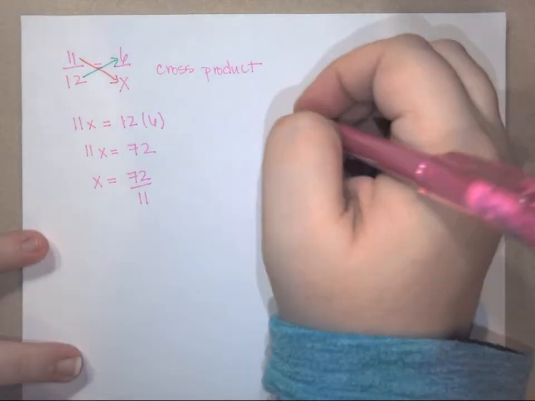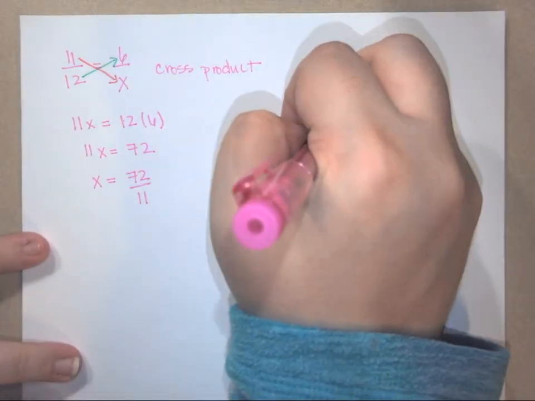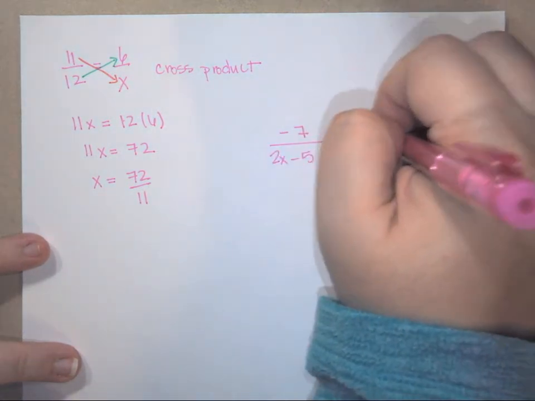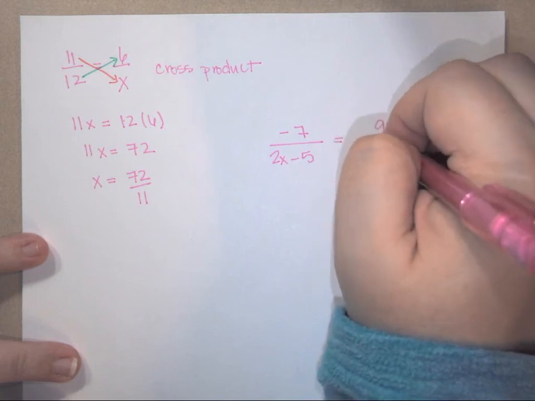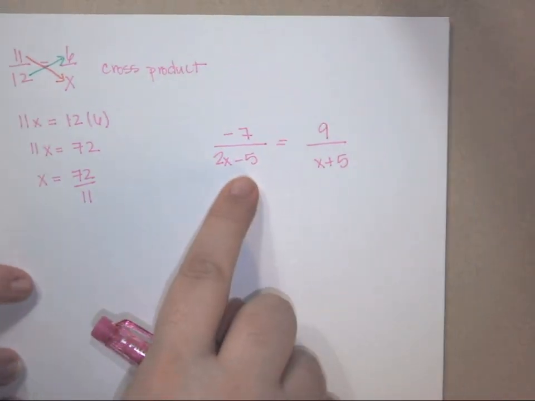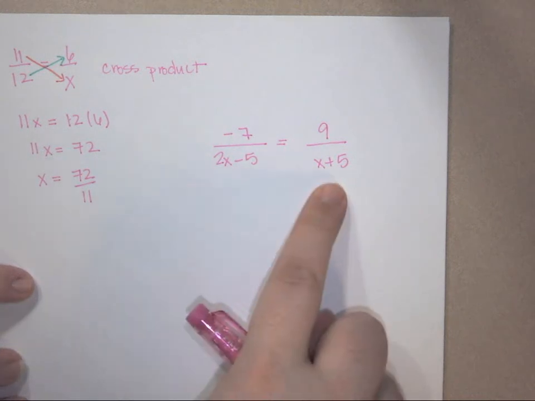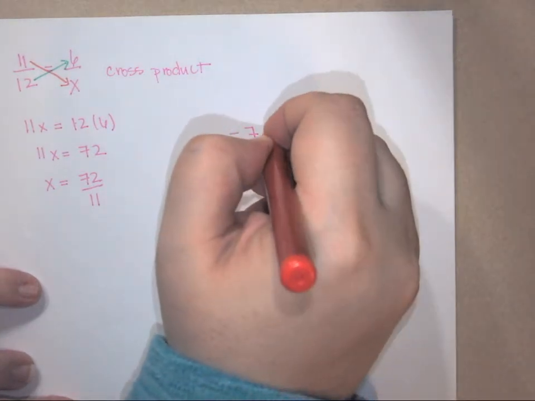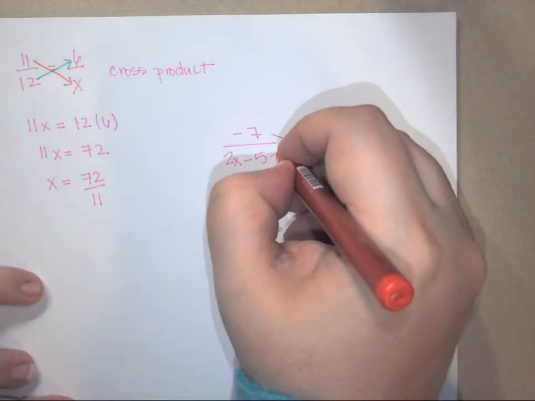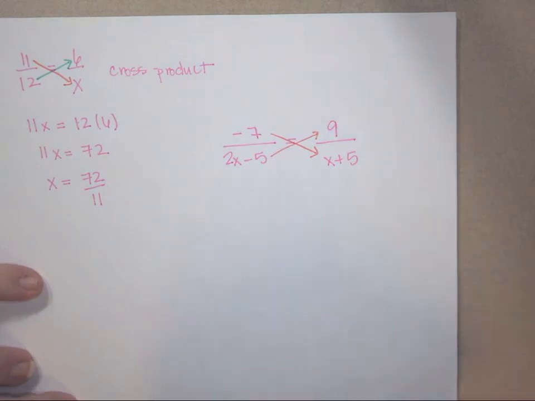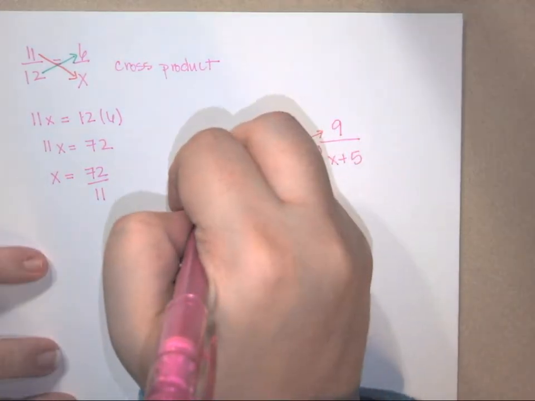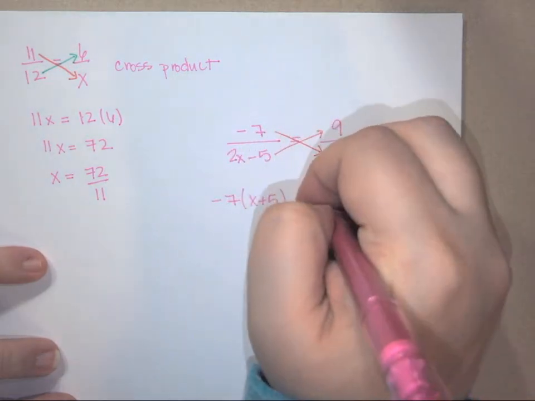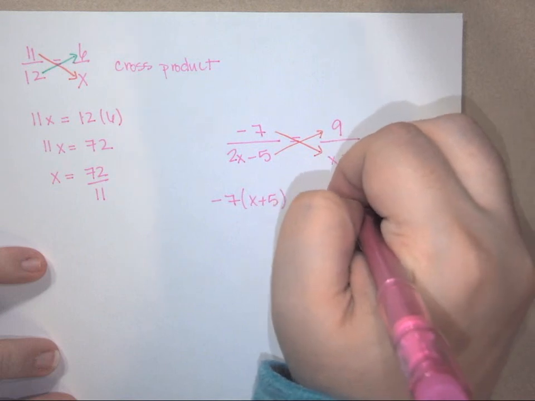Now let's look at another one. What if I had negative 7 over 2x minus 5 is equal to 9 over x plus 5? Now, if you look very carefully, notice I have a single fraction on either side of my equal sign. So we are still going to be able to do our cross product. So in this case, we're going to end up with negative 7 times x plus 5 is equal to 9 times 2x minus 5.